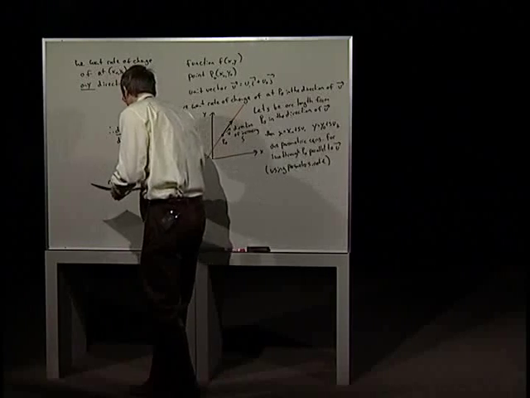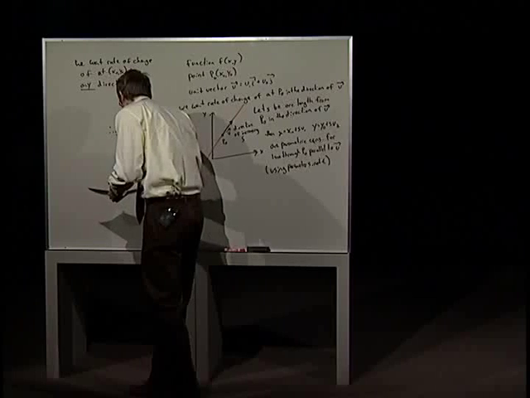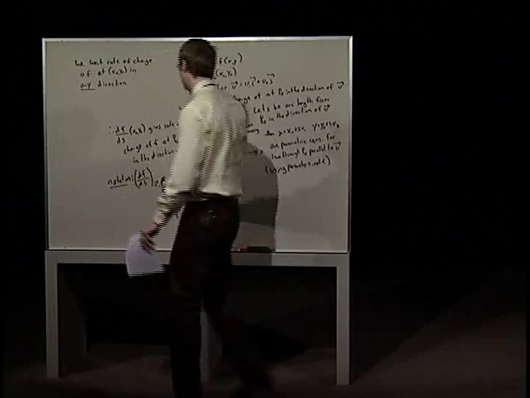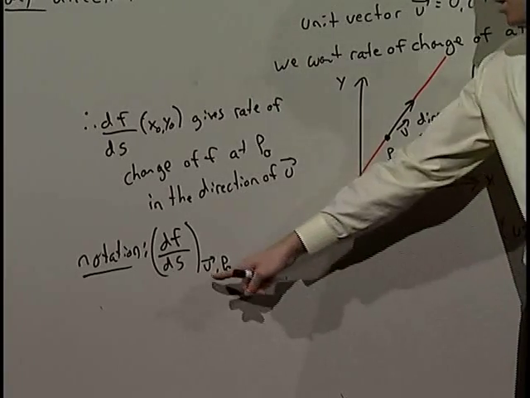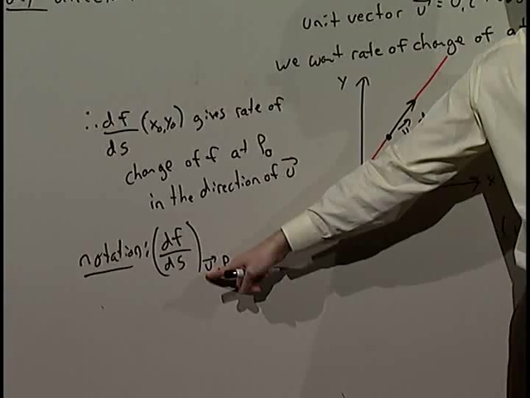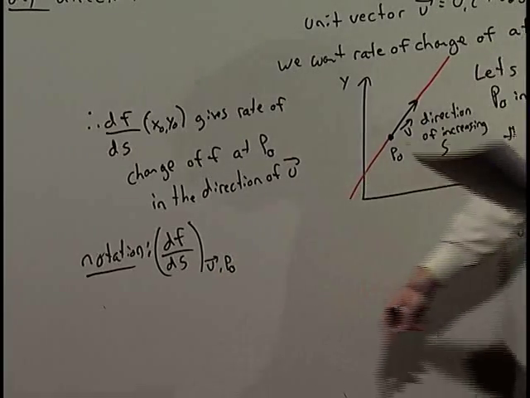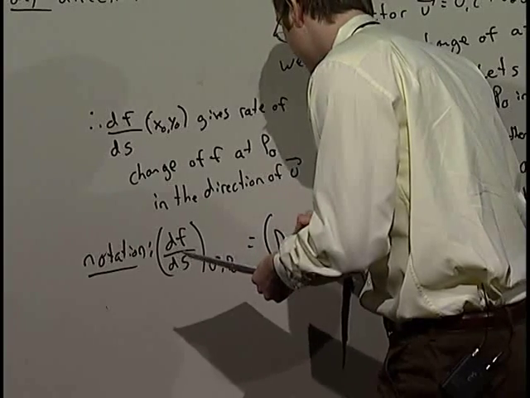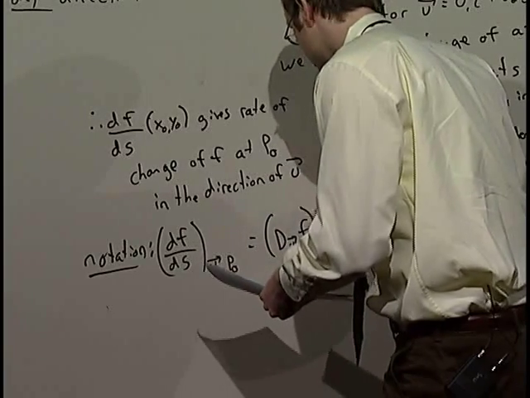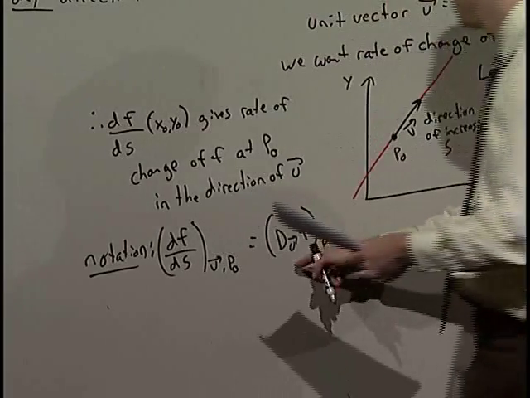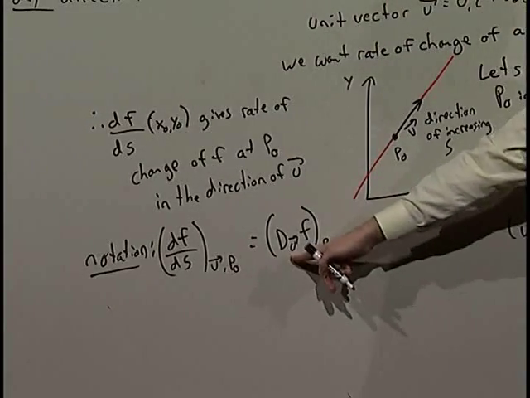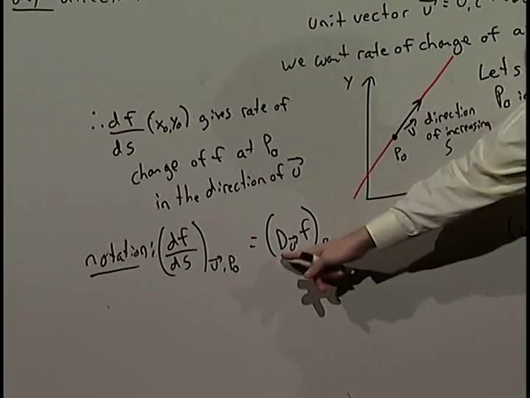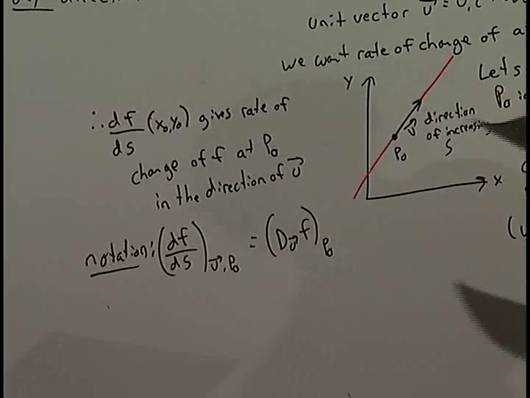Notation. So we have df ds, and we have this sort of u comma p naught notation down here, indicating what direction we care about for the rate of change and what point we're talking about, right? So this is more than just the derivative at a point. It's the derivative in a direction at a point. And we abbreviate that as D_u f at p naught. This is really d sub u f, but "duff" is the way to think about that. So this is the derivative in the direction of u at the point p naught.